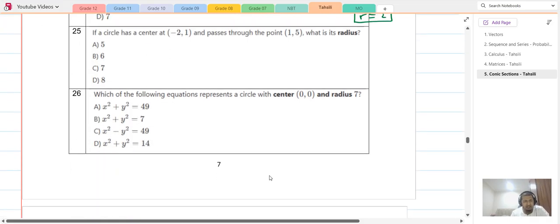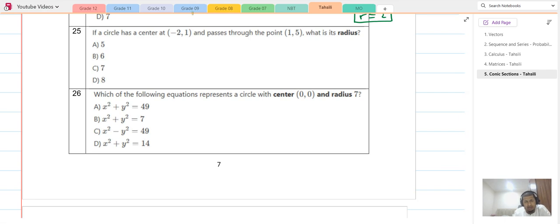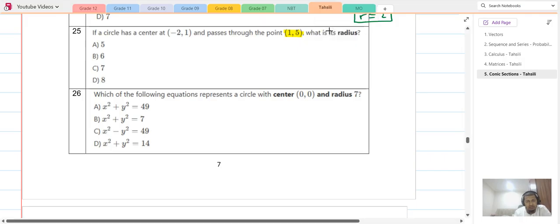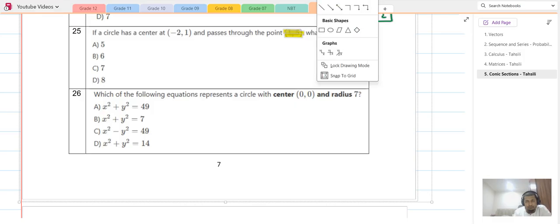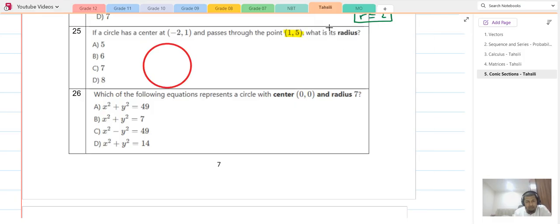If a circle has a center -2 and 1 and passes through the point 1 and 5, what is its radius? So it's nice to draw this and check what's happening with this question. Remember the circle center is -2 and 1, and it passes through the point 1 and 5. -2 and 1 is basically in the second quadrant, and 1 and 5, so that point is somewhere around there.